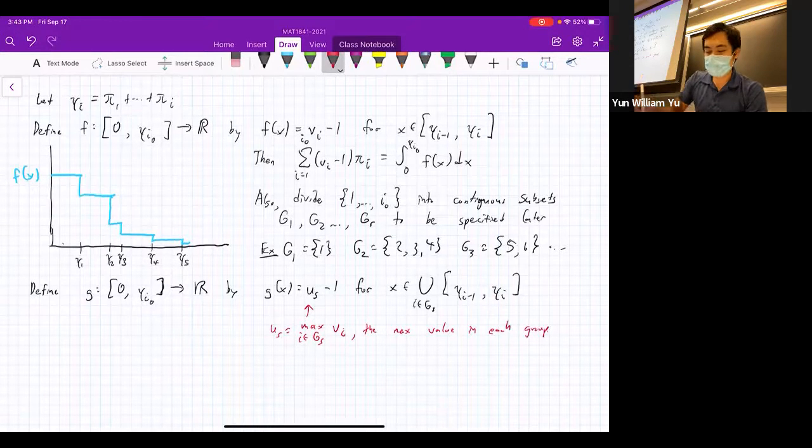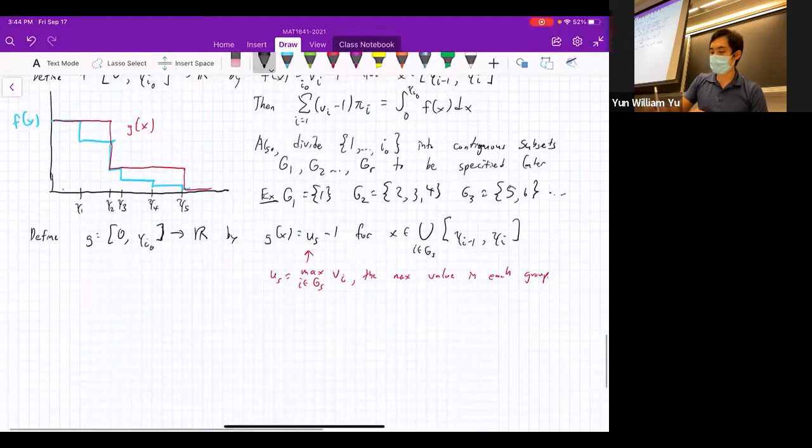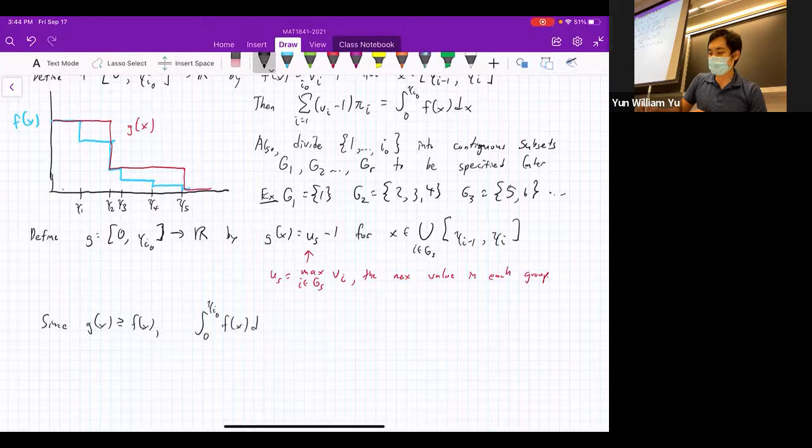All we're doing now is starting at the same place and lumping some of these groups together. When you lump these groups together, you get something that's bigger than your original function, g of x. And since g of x is bigger than the original function, that means the integral from 0 to gamma I naught of f of x dx is less than or equal to the integral from 0 to gamma I naught of g of x dx.